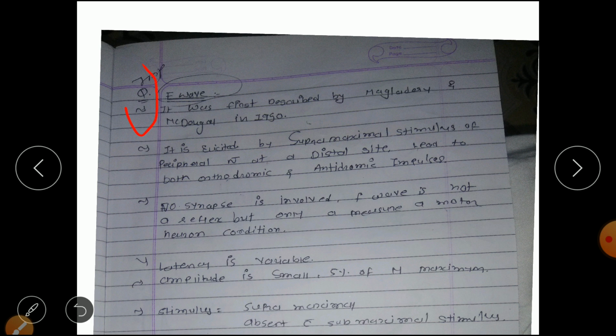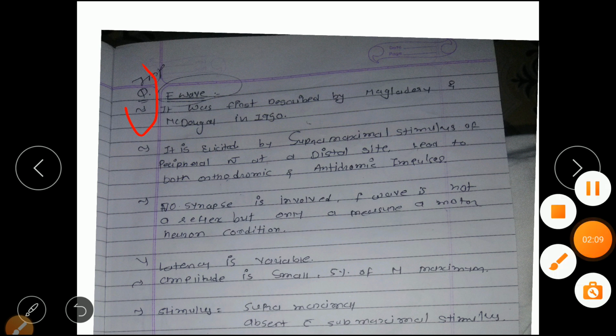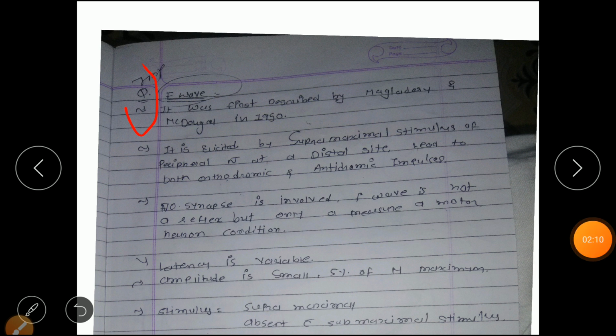It was first described by McGlintrey and McDonald in 1950. It is elicited by a supramaximal stimulus of a peripheral nerve at a distal site, leading to both orthodromic and antidromic impulses. So here, what do orthodromic and antidromic impulses mean?